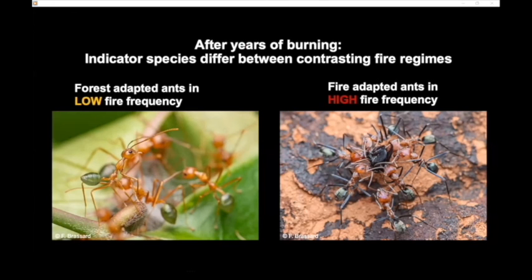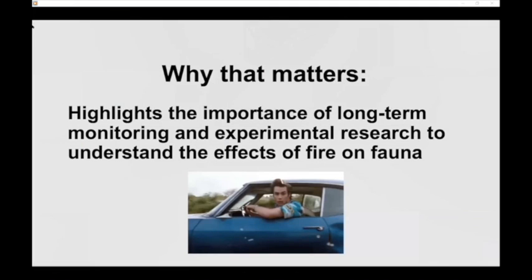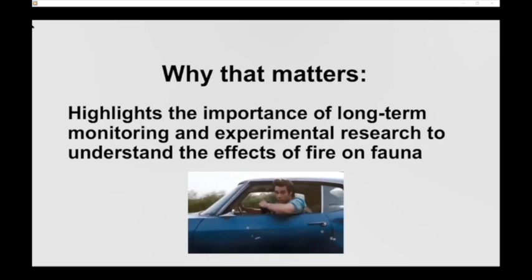Similarly, my preliminary analysis showed that initially there's no clear indicator species between fire regimes, but after years of burning, low fire frequency plots have forest-adapted species, and high fire frequency plots have fire-adapted ants. These preliminary results matter because they show that the short-term effects of fire differ from the long-term effects. Thus, it's crucial to establish long-term experiments to elucidate the true effects of fire on fauna.